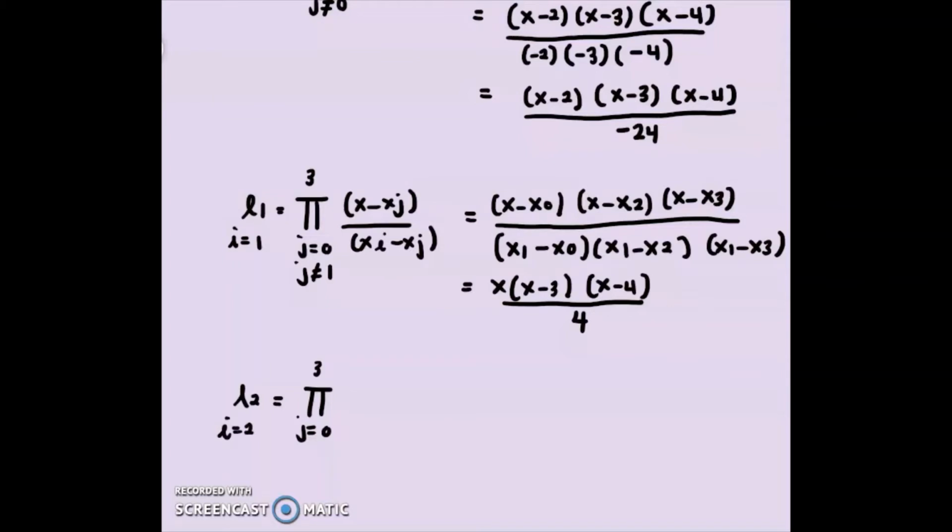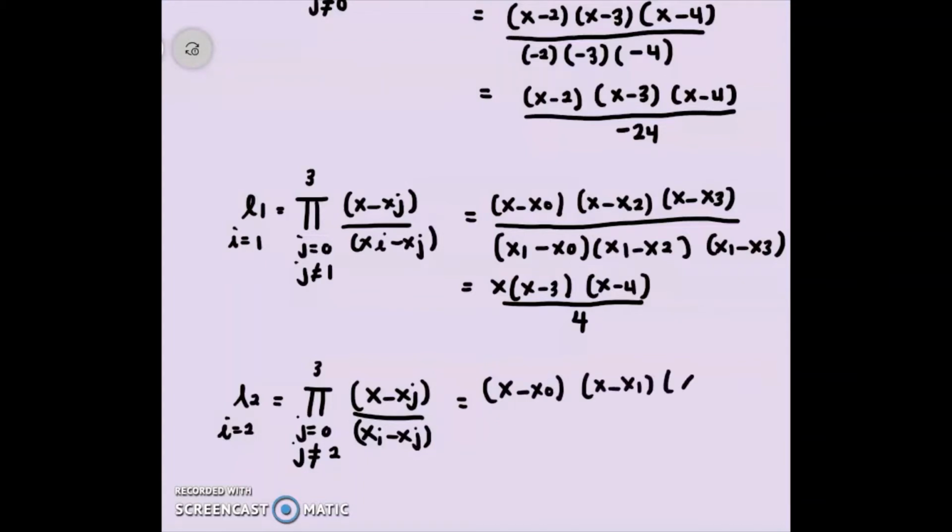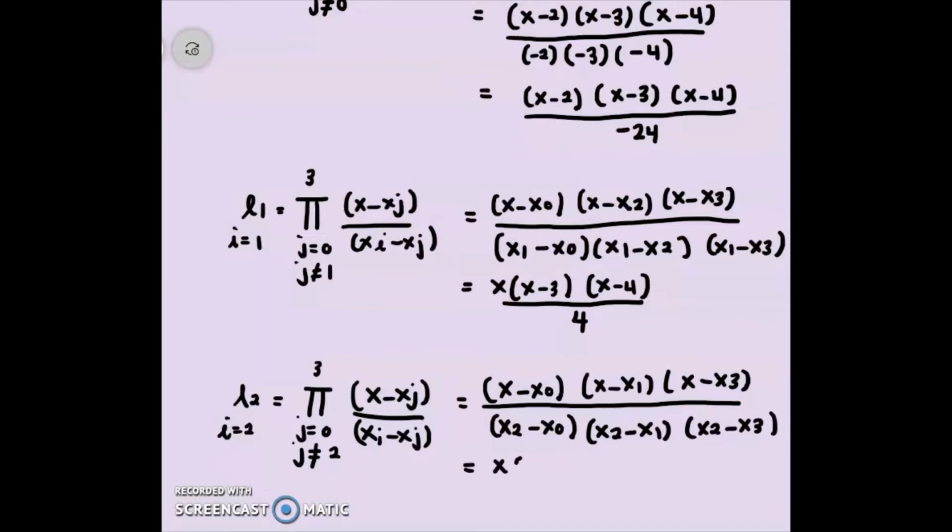Okay, now continuing, finding my L2, where the product from j equals 0 to 3, but since i equals 2, my j cannot be equal to 2. x minus xj over xi minus xj. So I have x minus x naught, x minus x1, x minus x3 divided by x2 minus x naught, x2 minus x1, and x2 minus x3. So simplifying this will give me x minus 2 times x minus 4 over negative 3.